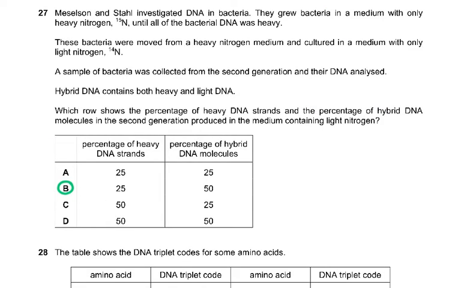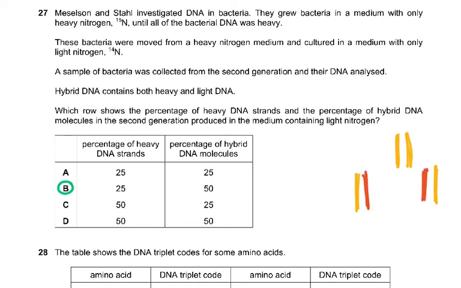Question 27. Meselson and Stahl investigated DNA in bacteria. They grew bacteria in a medium with only heavy nitrogen until all the bacteria were heavy. So we've got this heavy nitrogen, N15, I'm covering it in yellow. These bacteria are moved from the heavy medium to a medium with only light nitrogen. So then what will happen? The heavy will separate out and we will get a light nitrogen, which I'm coloring in red.